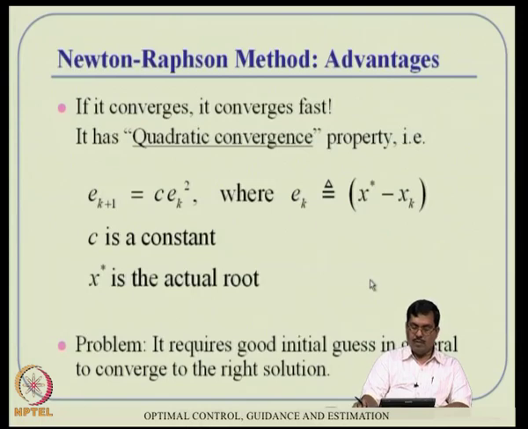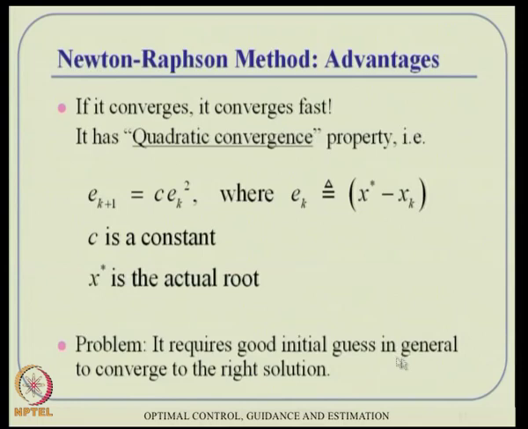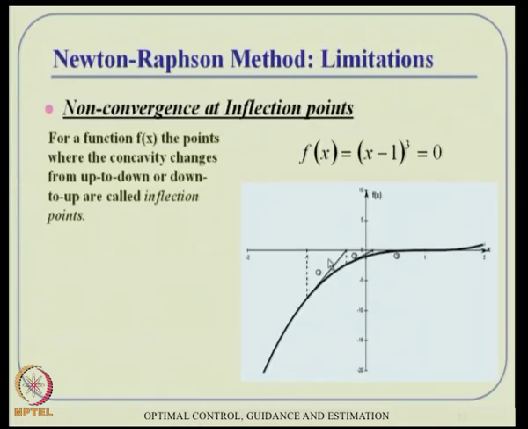However, there are several problems here. One of the problems is it really requires a good initial guess value in general, and if you give a wrong guess value, it will converge to a wrong value. There is a possibility of doing that. So, what are the problems of this method? First of all, we will see a couple of issues. The first thing is that the Newton-Raphson method does not converge at inflection points in general.